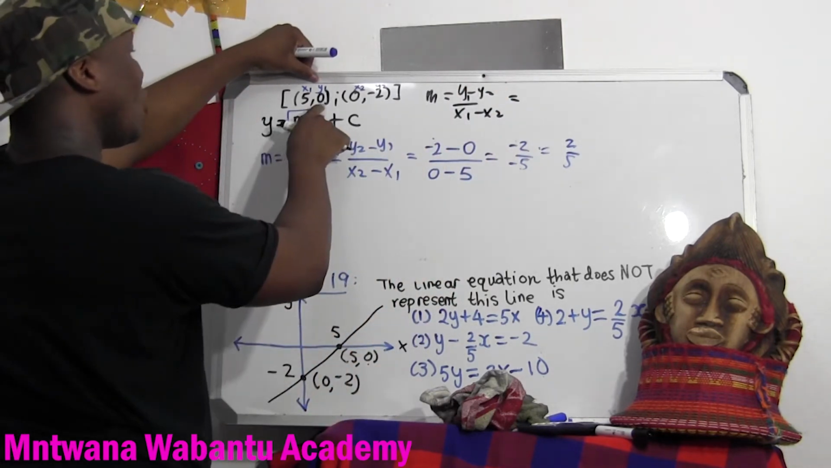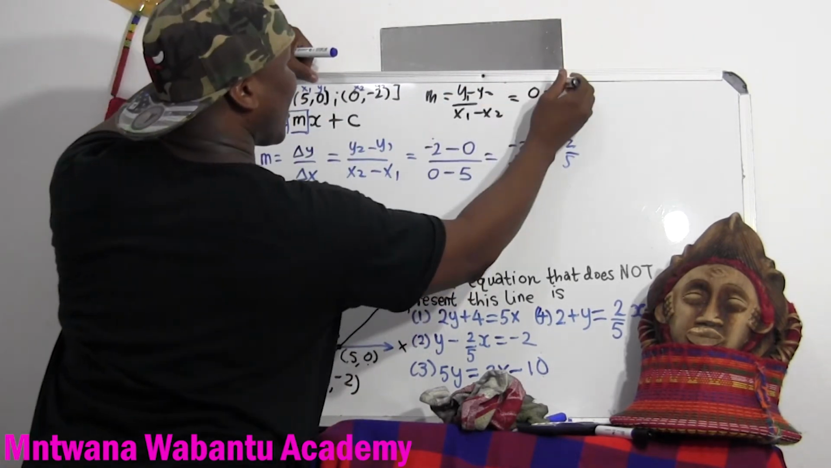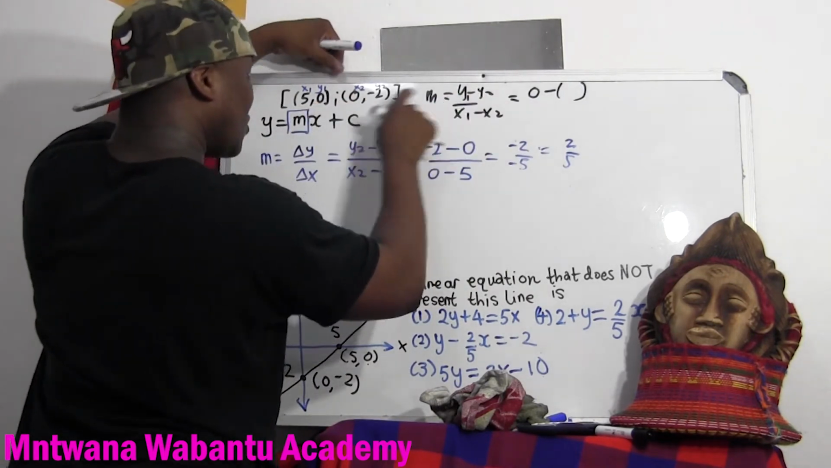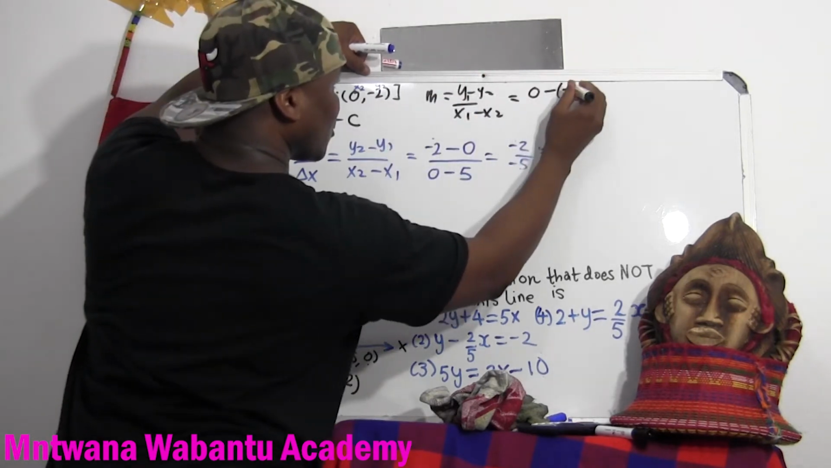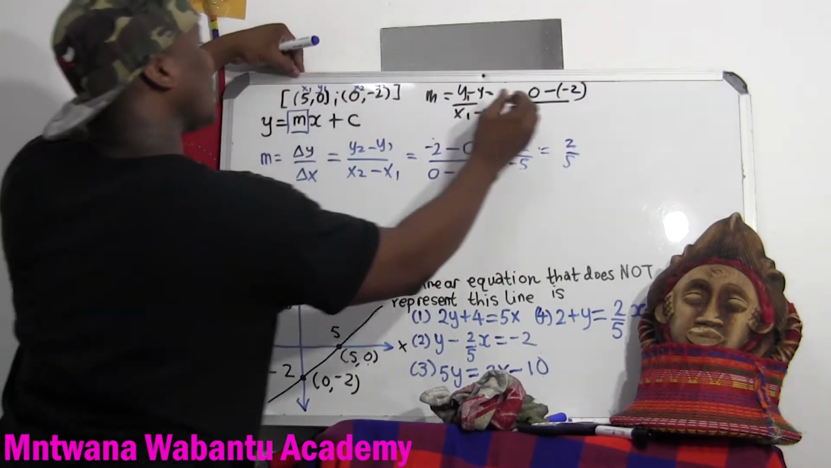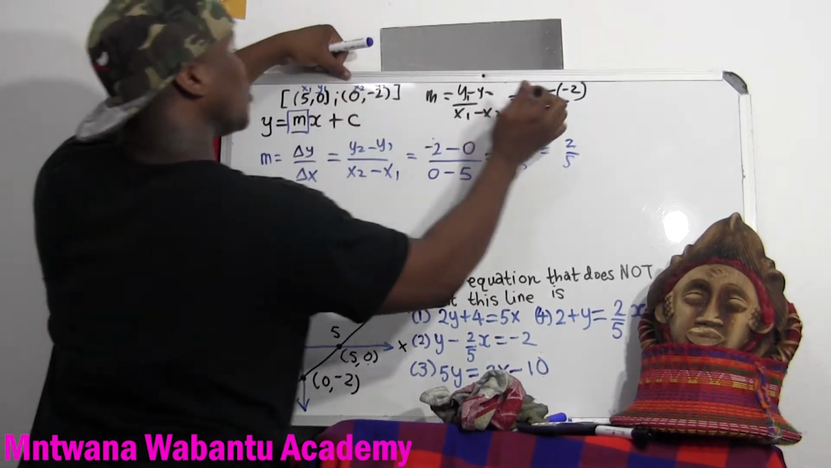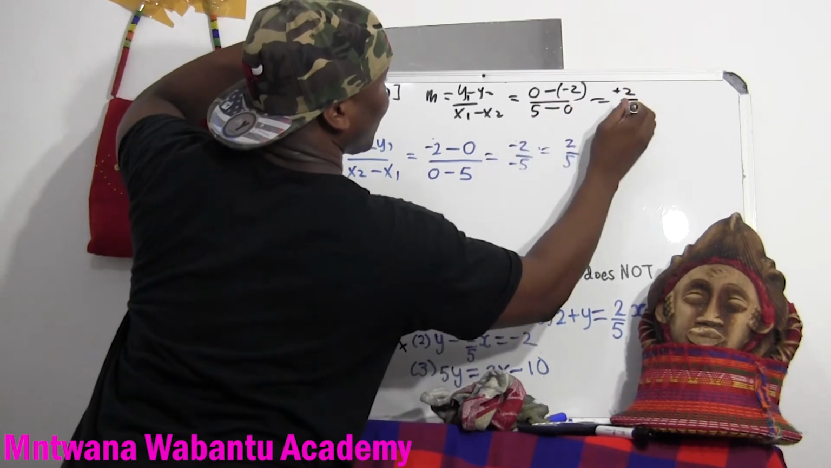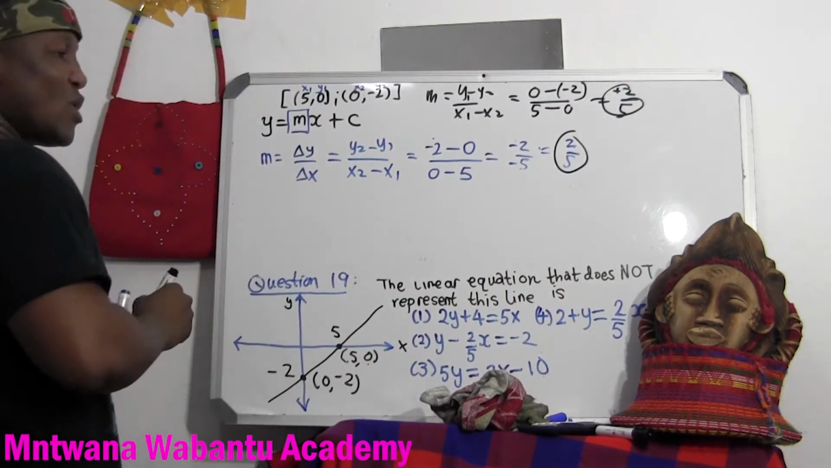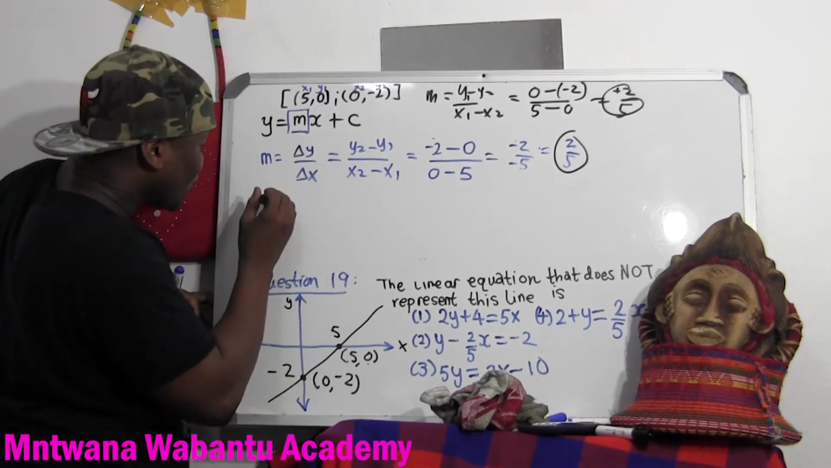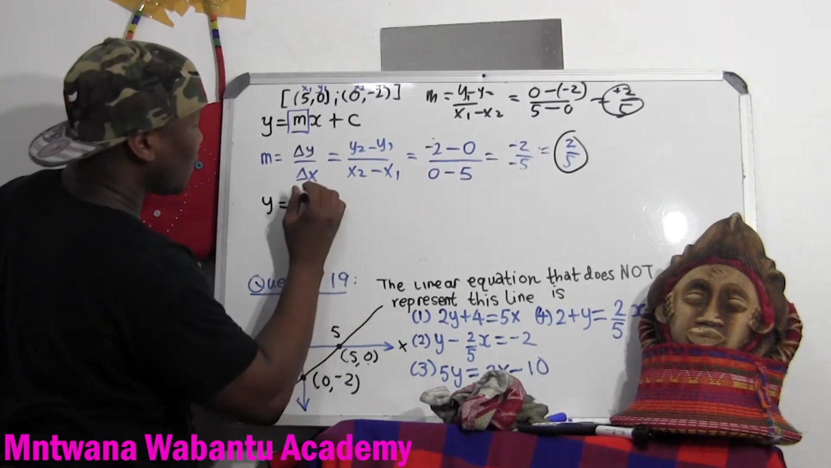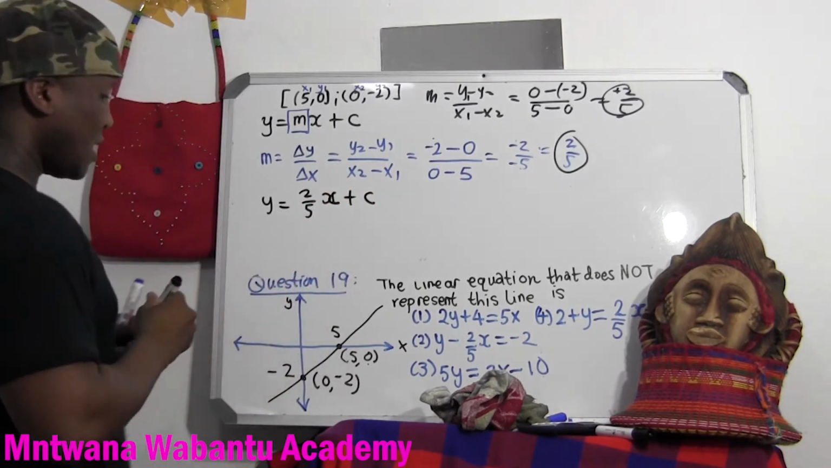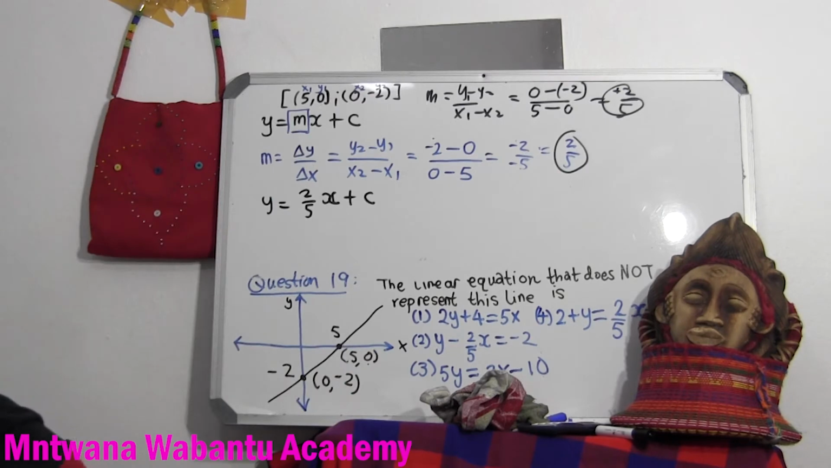Let's see. 0 minus negative 2. So 0 minus, what is y1? y1 equals 0 minus y2. What is y2? y2 equals negative 2, over x1 equals 5 minus x2 equals 0. Look, negative over positive, so positive 2 over 5 minus 0 equals 5. You see, it gives you the same answer. So we got the slope. When you get your slope, you plug it in here. So it's going to be y equals the slope, 2 over 5, times x plus c. You see what I'm saying? So now we finish up. The question is done already.